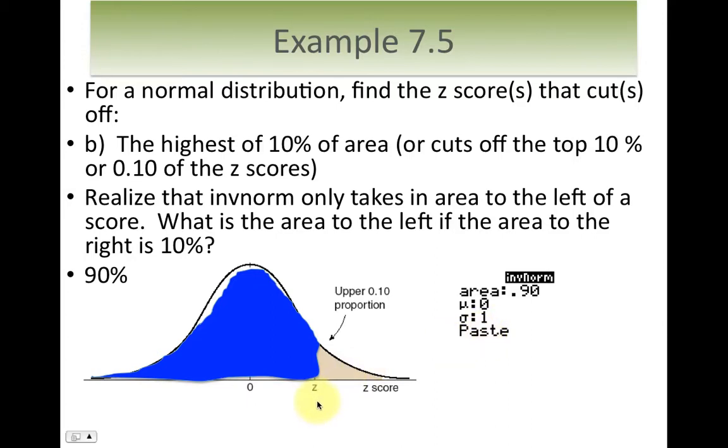And before you hit enter, you should already recognize that you're expecting a positive z-score to come out of this, because this z-score is on the right side of 0. So we get a z-score, when rounded to 2 decimal places, of 1.28.